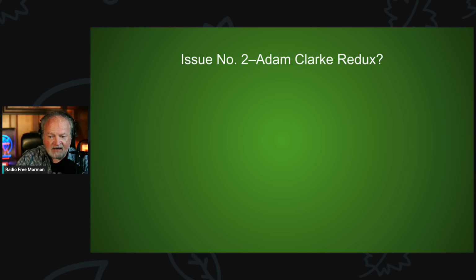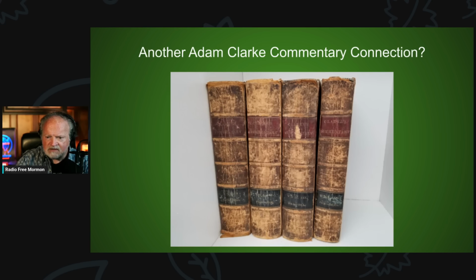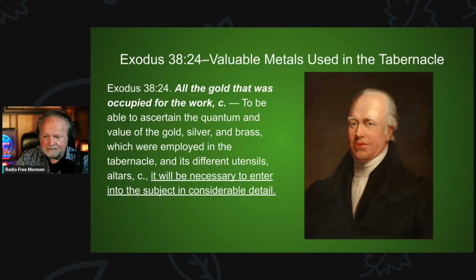Issue number 2 is Adam Clarke redux, because the question is, we know Joseph Smith used Adam Clarke. Did he possibly get an idea for this monetary system from reading Adam Clarke? And the answer is, I don't know, maybe. So another Adam Clarke commentary connection. Let me show you what I mean.